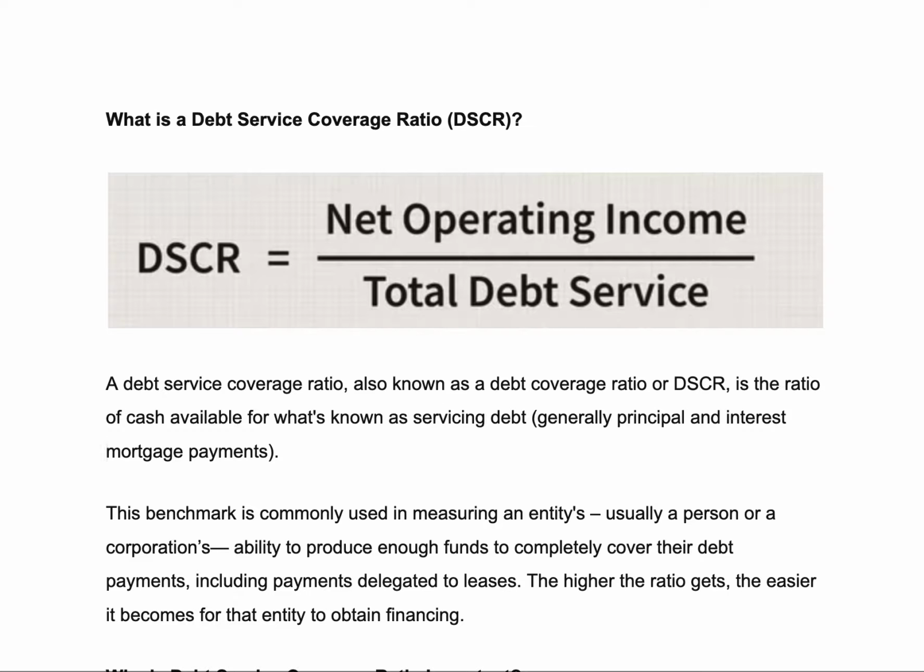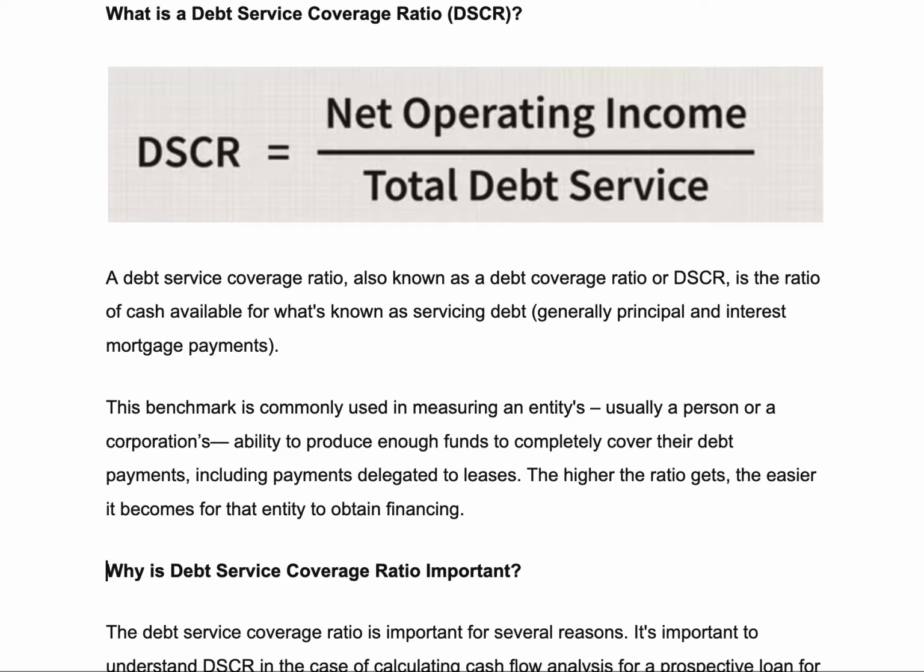So the debt service coverage ratio is the net operating income divided by the total debt service. It's a ratio of the amount of cash that's available to cover a debt. For example, you're going to buy an apartment complex and you've got a certain amount of debt that you have to be able to cover principal and interest, or ideally interest only if you can obtain that.